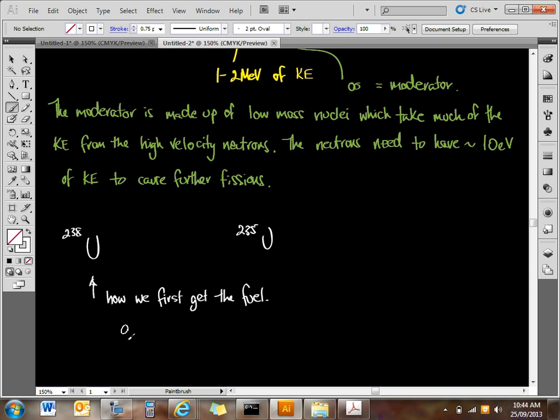It's about 99.7% U238. This is not good enough to cause fission, or to cause a chain reaction rather. And so it's 0.3% U235. We need to enrich it. Okay, so we do something called enrichment, which is a nuclear process, of course.